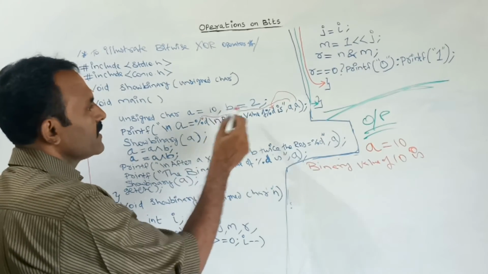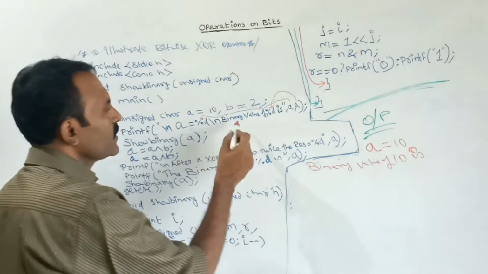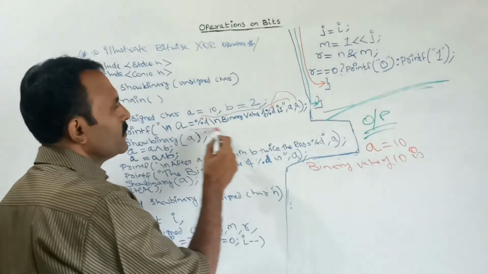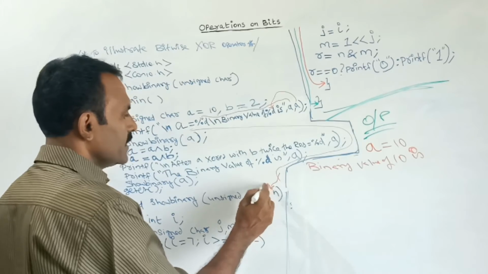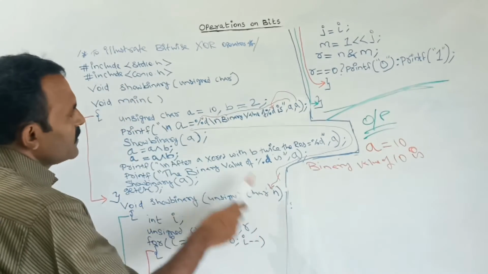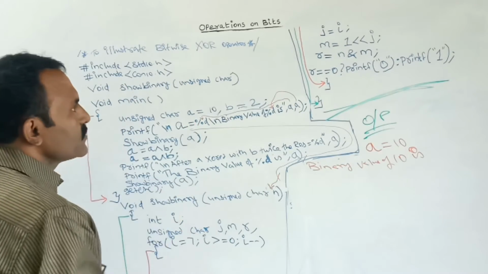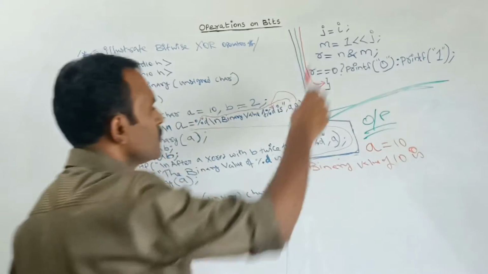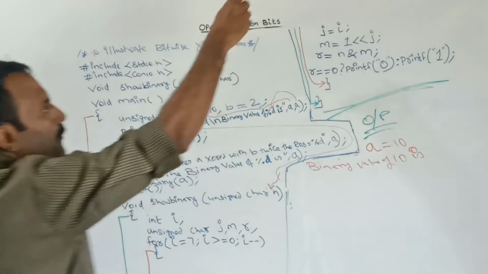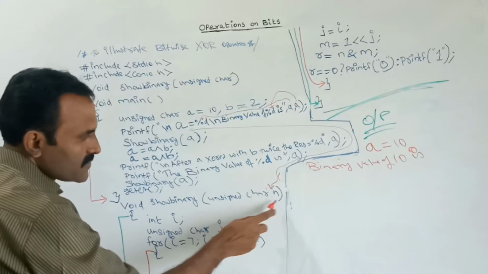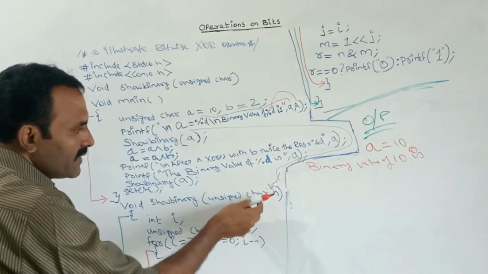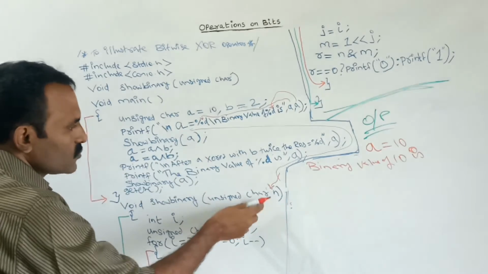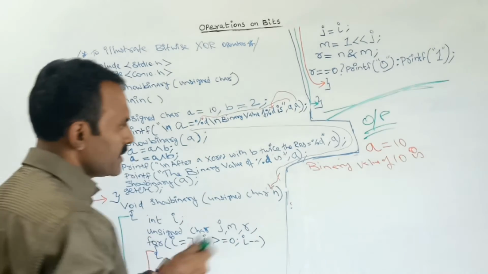Here the A value is 10, which I have passed. This A value is copied to n, so n holds the value 10. This user defined function is used to print the binary value of the passed, copied value. The n value is 10, so the binary value of 10 is printed here.